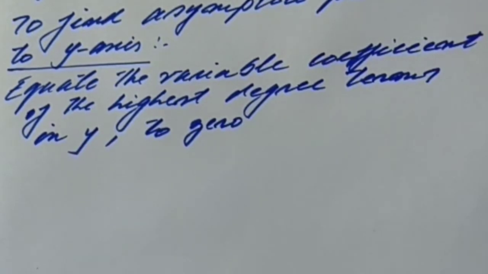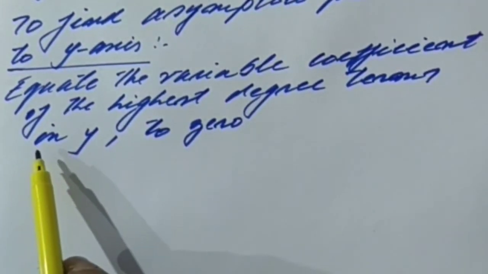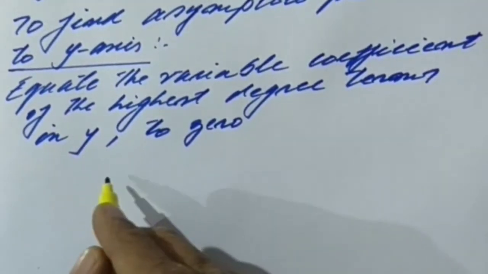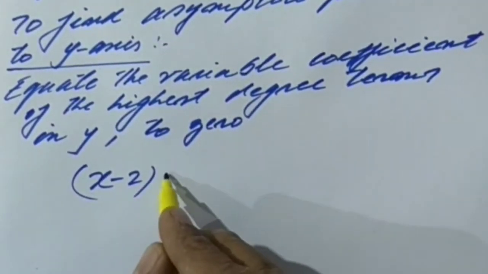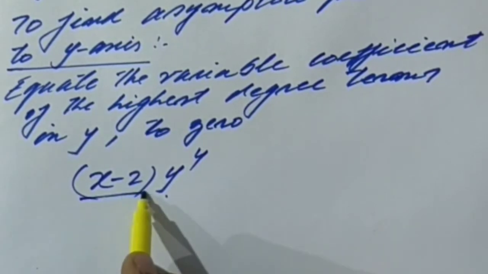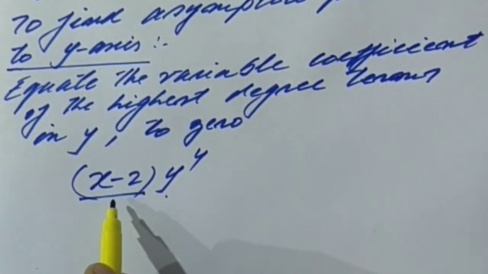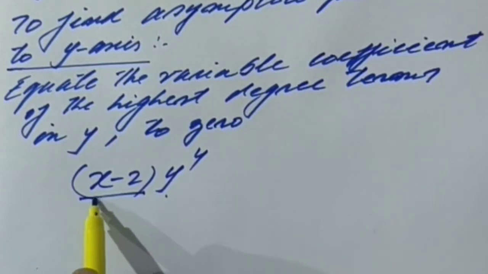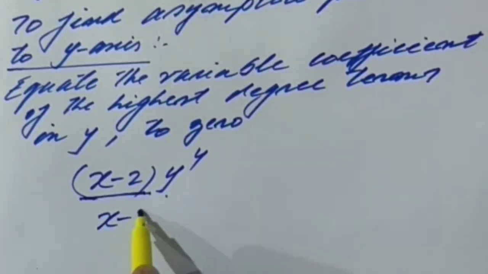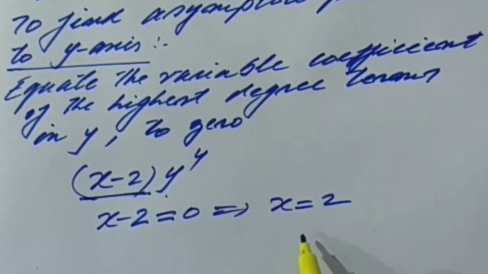Similarly, to find an asymptote parallel to the y-axis, we equate the variable coefficient of the highest degree term in y to 0. For example, (x minus 2)y raised to the power 4 is the highest degree term in y, and its coefficient is obviously variable because it has x. So there must exist an asymptote parallel to the y-axis, obtained by equating x minus 2 to 0. So x equal to 2 is an asymptote parallel to the y-axis. This is the simple way to find asymptotes parallel to the x-axis or y-axis.